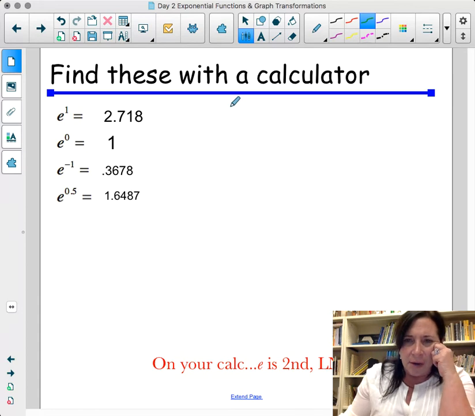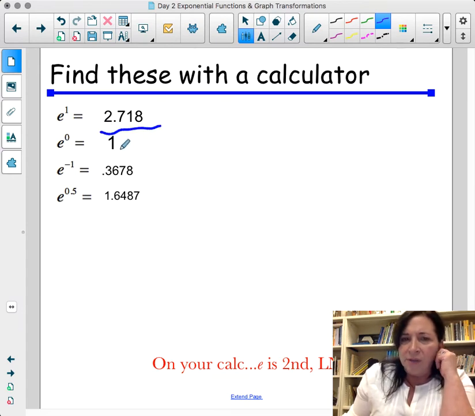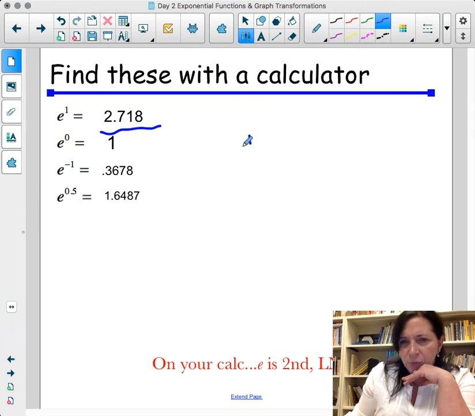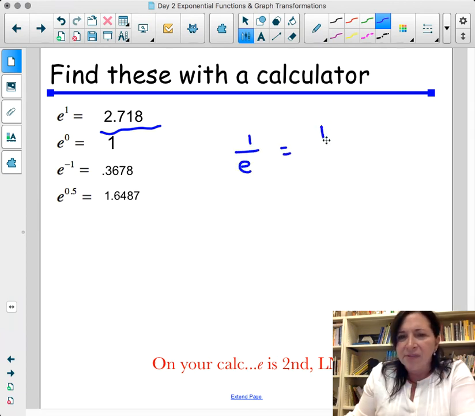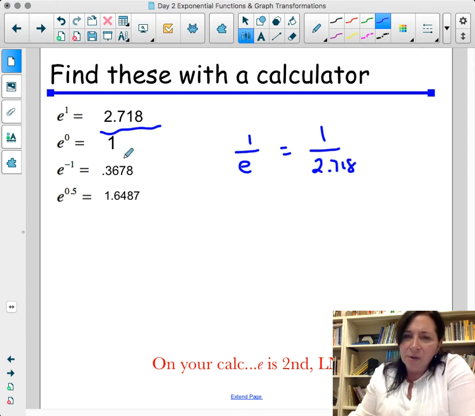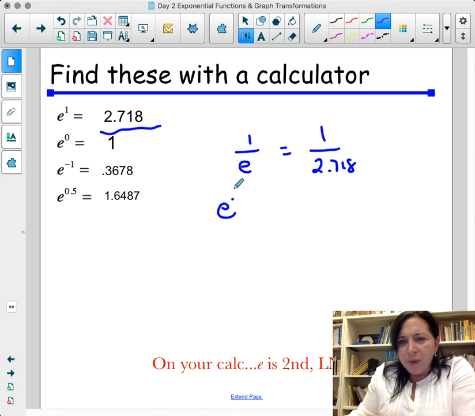What I want to talk about here is e to just the 1 power. I was telling you that e is 2.718. e to the 0 power is 1. And e to the -1, remember that's one of our inverses, that's 1 over e, which is the same thing as saying 1 over 2.718, or 1 divided by that value, is this value here, 0.3678. And then e to the 0.5 power, 0.5 is the same as saying e to the 1/2 power.